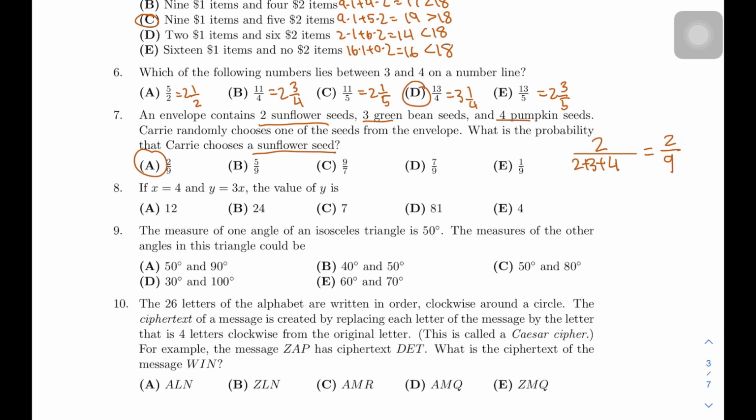Number 8. If x is 4 and y equals 3x, then the value of y is, so y would equal 3x, which equals 3 times 4 as given by the question, which equals 12. So A is the correct answer.